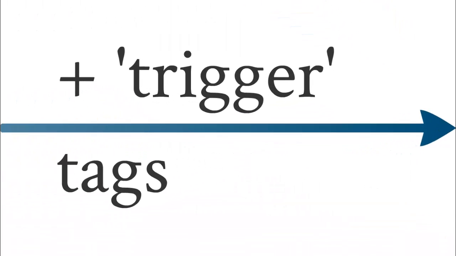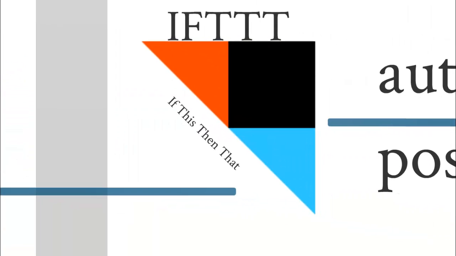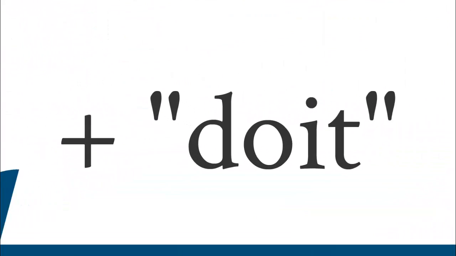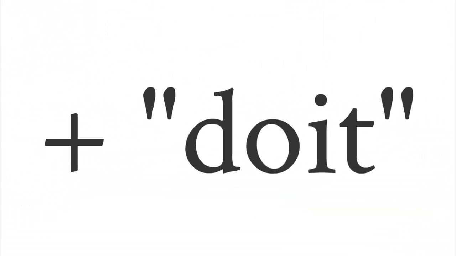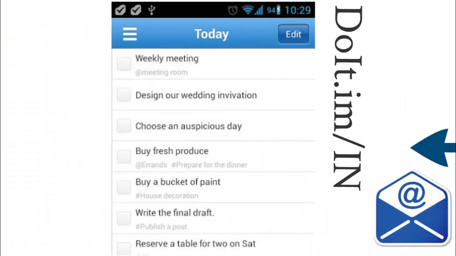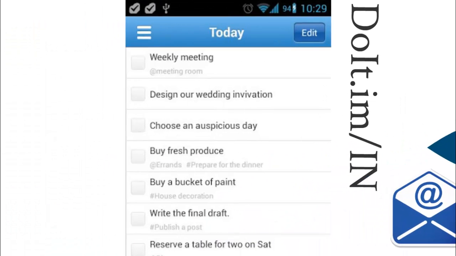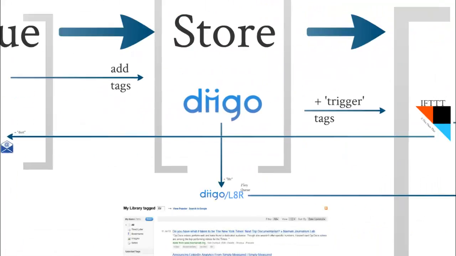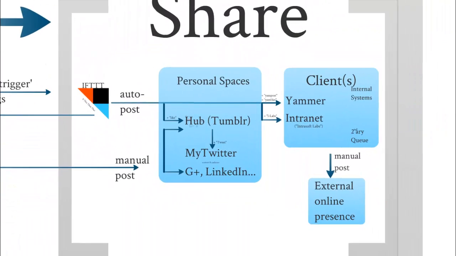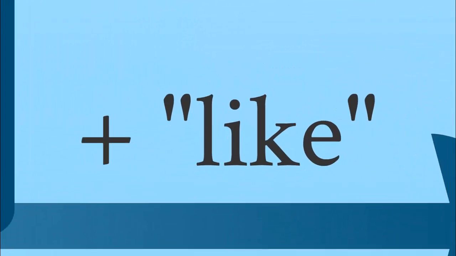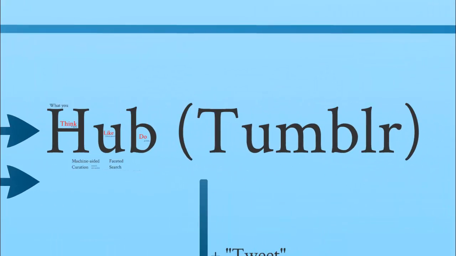If you add certain tags to Digo, you can activate some recipes on If This Then That. That's the tool that brings all of these things together. For example, if I add in Digo the tag Do It, If This Then That emails that page, if you like, to my Do It file, so it becomes a task. If I add other tags, like, I'll publish it to my hub.